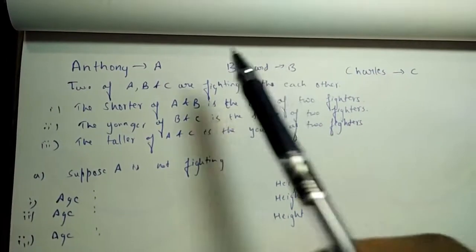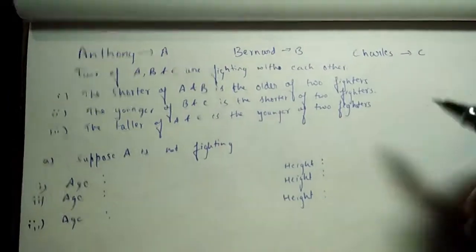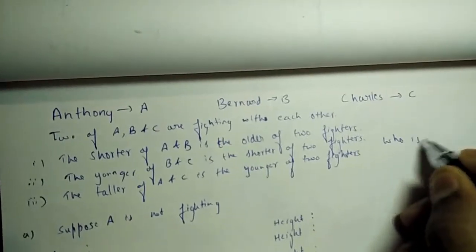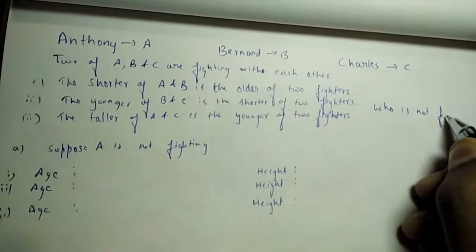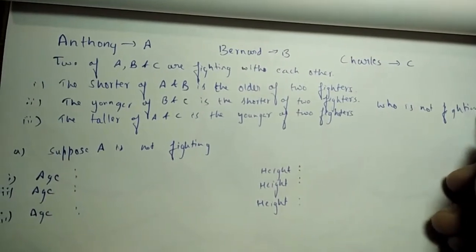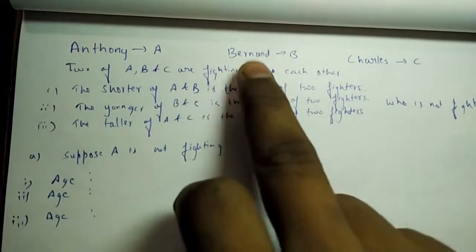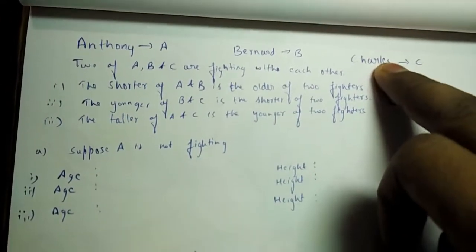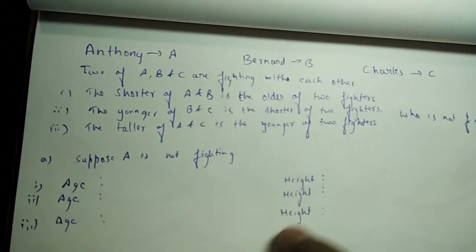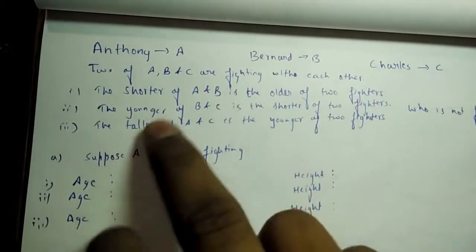Today Mr. Pranshu posted a question regarding who is not fighting. In the question there were three men, Anthony, Bernard and Charles, and it was asked who is not fighting among these three.